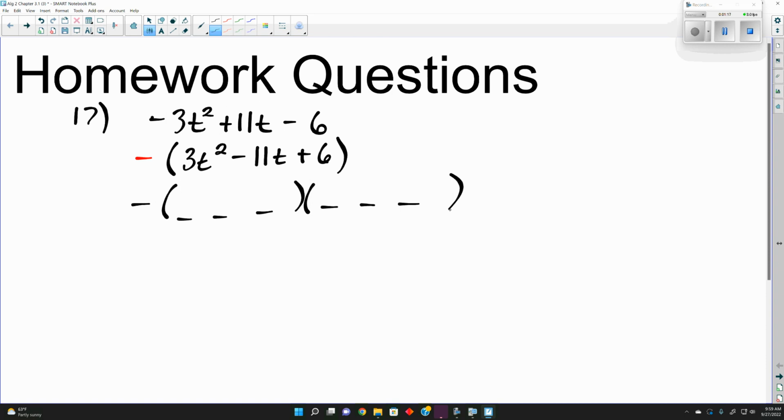So the first thing I would do is factor out that negative. We can pull that negative out, which will make the 3t squared positive, the 11t negative, and the 6 positive. Now, since the third term 6 is positive, the signs are the same and match the sign of the middle term, which would be our minus and minus. Now, the factors of 3t squared, well, we'll have t and t, and then we'll have 3 and 1.